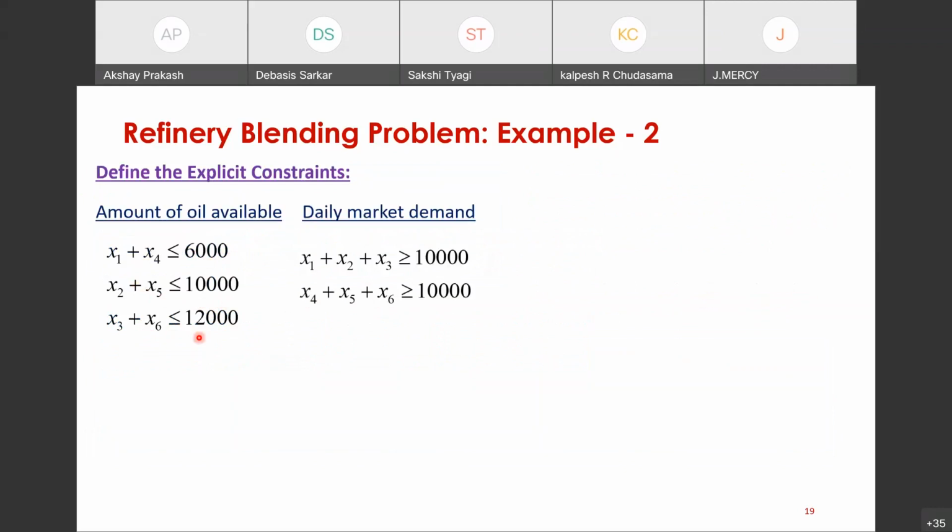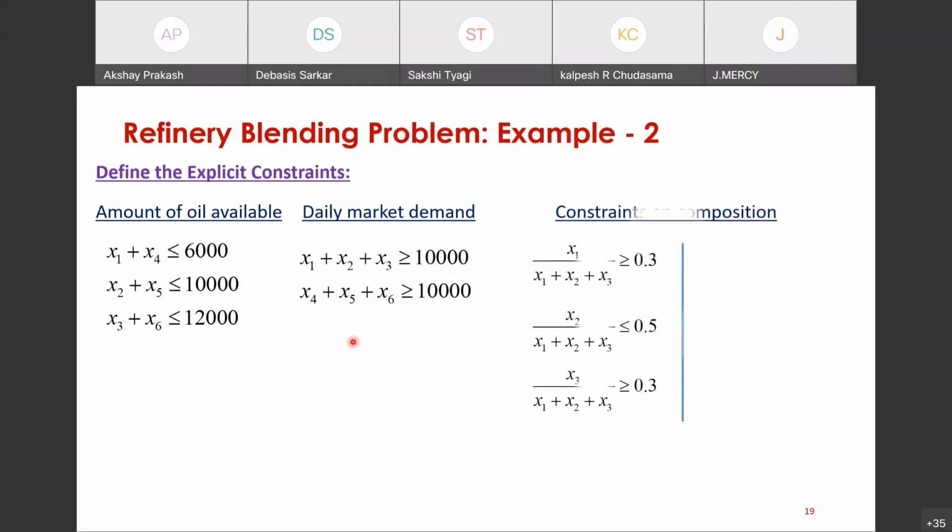Okay. Now daily market demand. Both were 10,000, right? So market demand for both is 10,000. So you can produce 10,000 liters and above. So X1 plus X2 plus X3 is greater than or equal to 10,000. X4 plus X5 plus X6 is greater than or equal to 10,000.